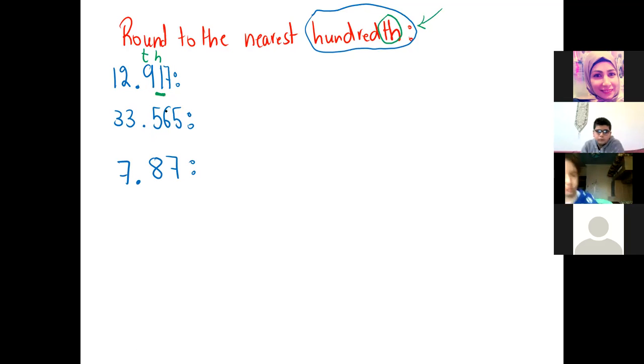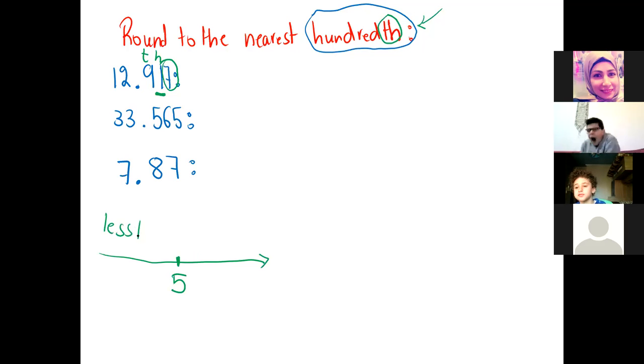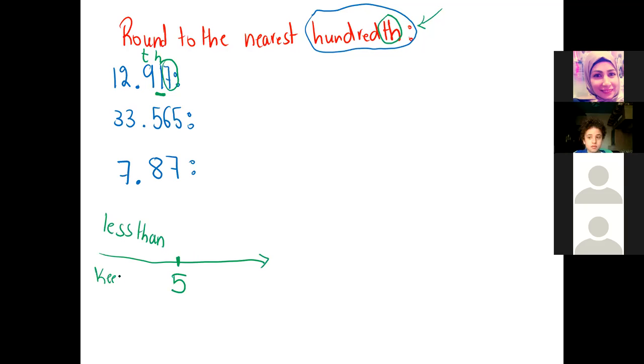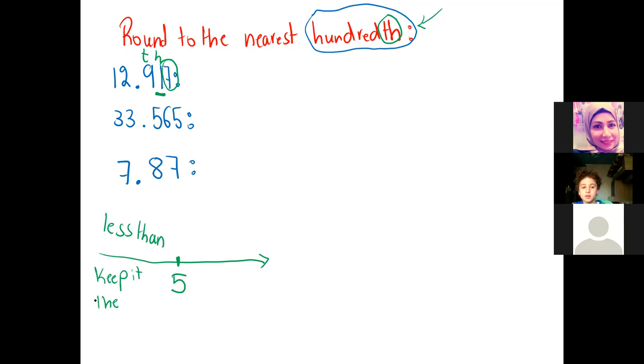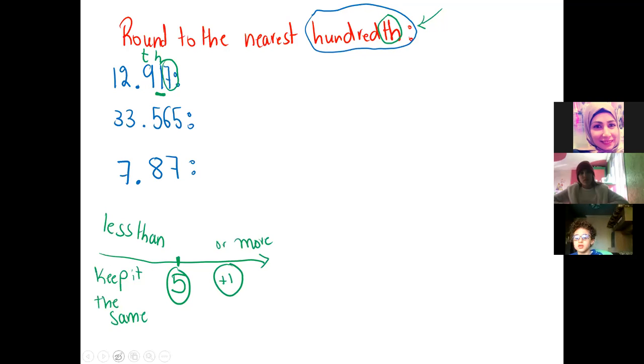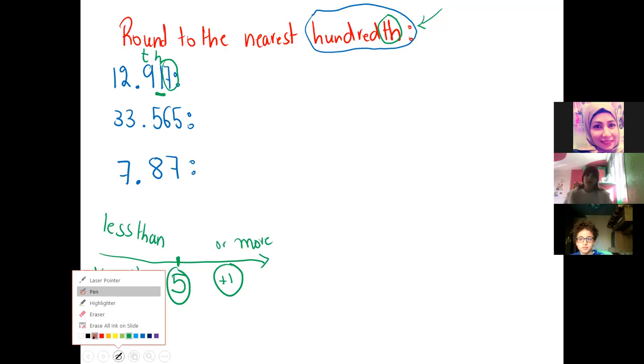Then I circle which digit, Yusuf? 7, next to it to the right side. So when I say round to the nearest hundredth, we underline the hundredth digit, then we circle the next digit to the right side. The circled digit, we compare it by which number? 5. If it's less than 5, what shall I do to the underlined digit? We keep it the same. If it's 5 or more, we add one to the underlined digit.